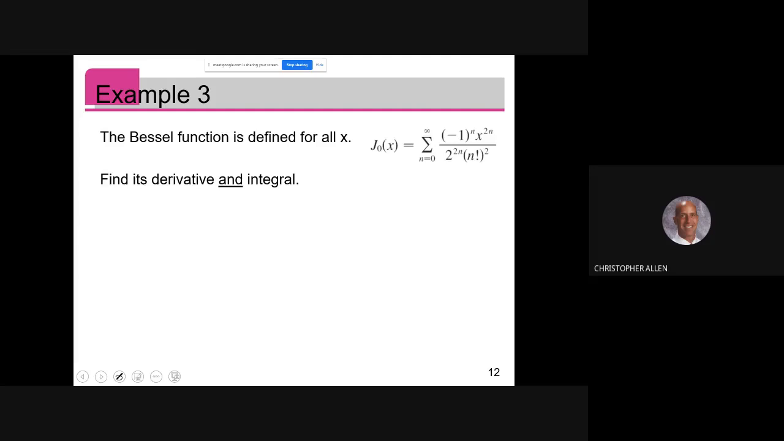Okay, we're right at, well, just under an hour now. This is going to go fast. This is going to be the fastest example, I think.